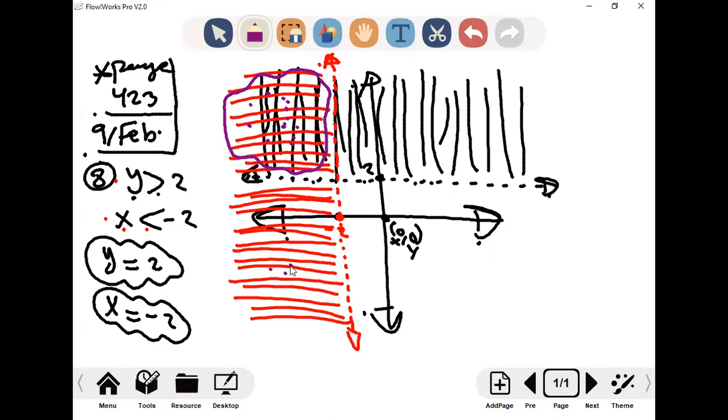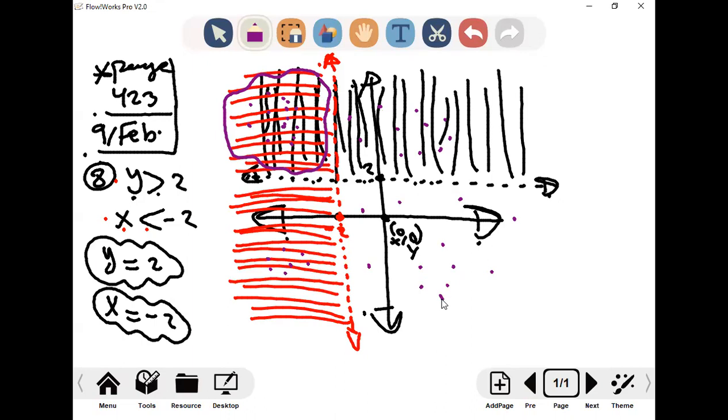Any point here is a solution only for the second inequality, the red one. Any point here is a solution for the first inequality. But any point here is not a solution for both of them. Done? You understand? This is question 8.